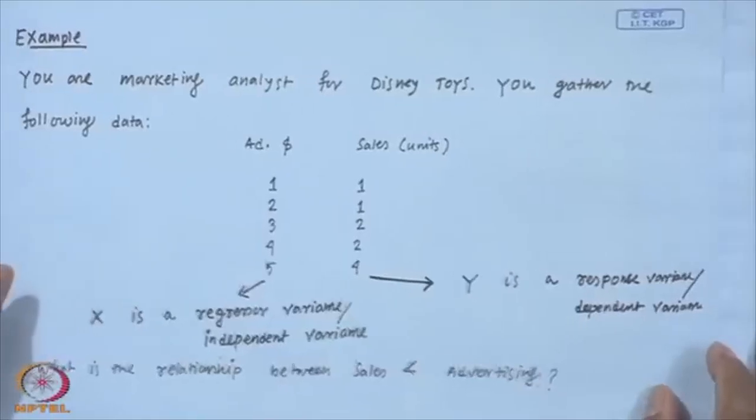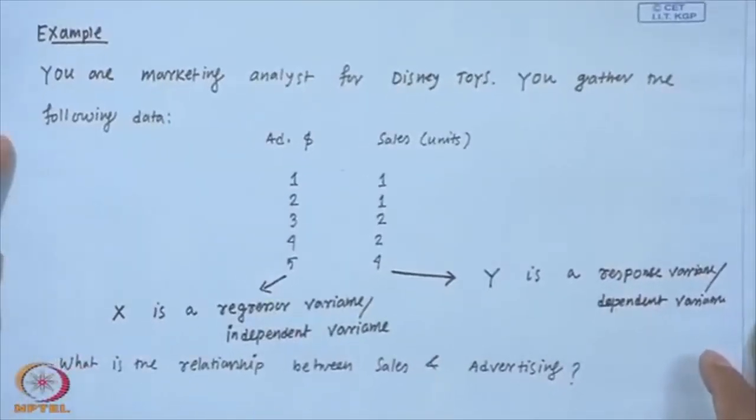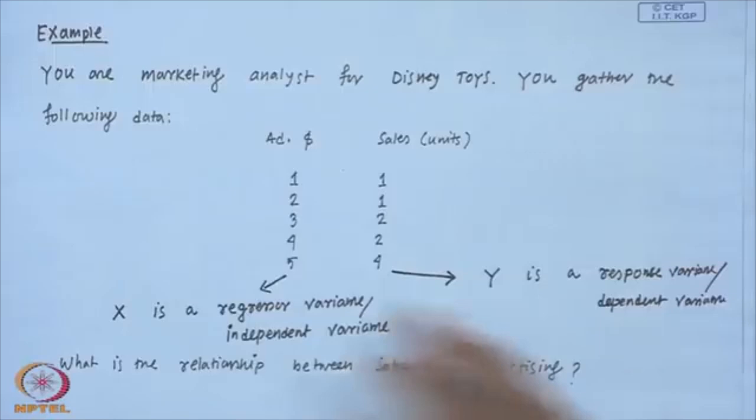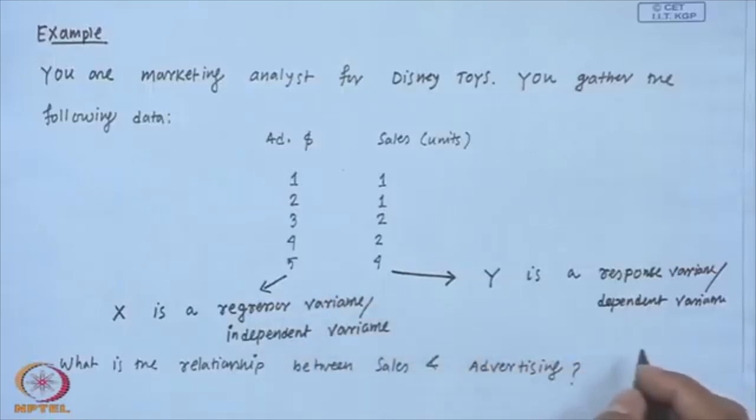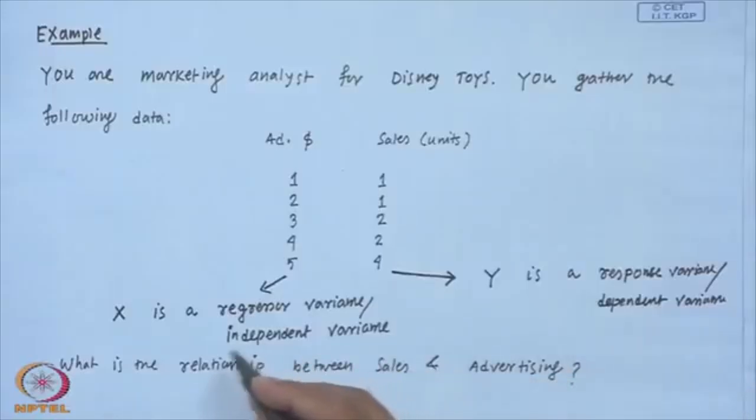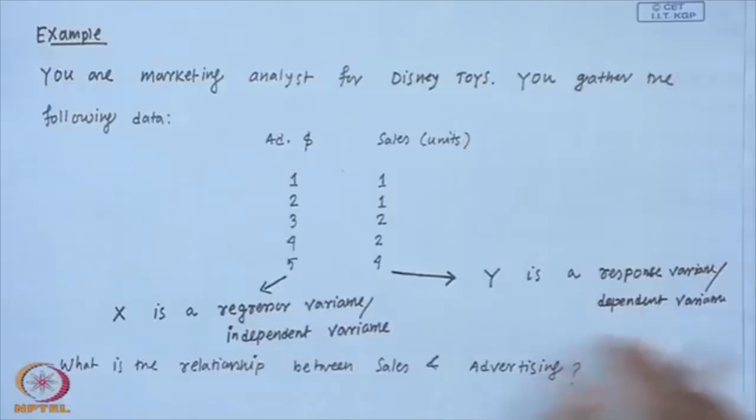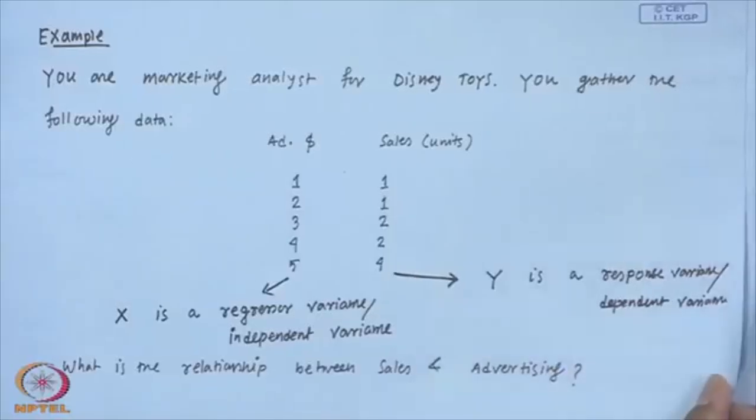So, as I told, regression analysis is a statistical tool for investigating the relationship between a dependent variable and one or more independent variables. So here, the whole objective of this course is to find the relationship between the variables, one response variable and several independent variables.